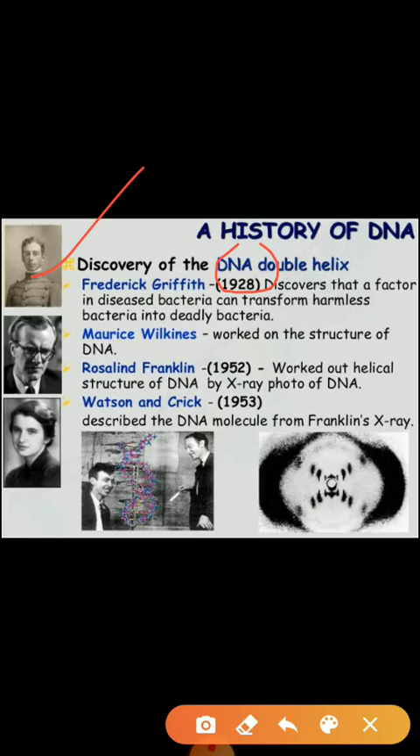Later on, Maurice Wilkins worked on the structure of DNA. Thereafter, Rosalind Franklin in 1952 worked out the helical structure of DNA by X-ray photo of DNA. Finally, Watson and Crick described the double helix structure of DNA, for which they were awarded the Nobel Prize in 1962.